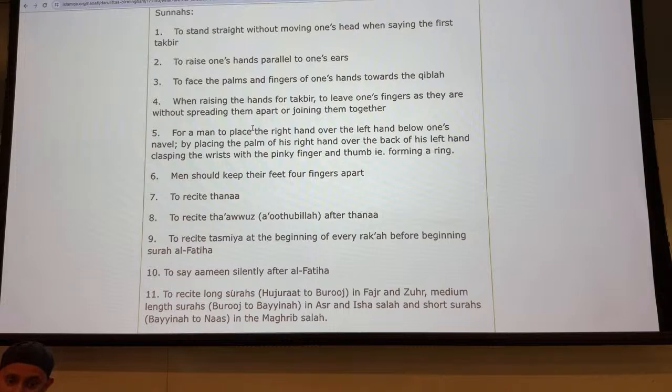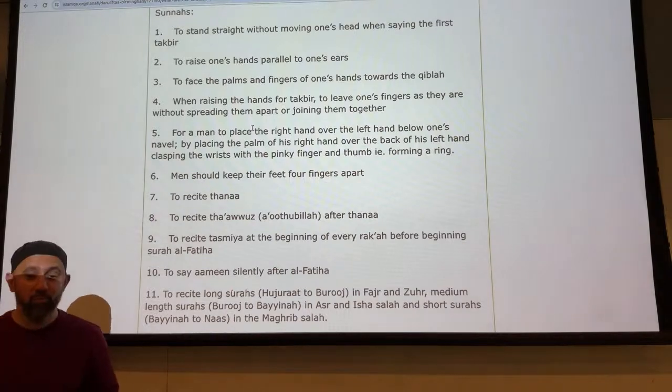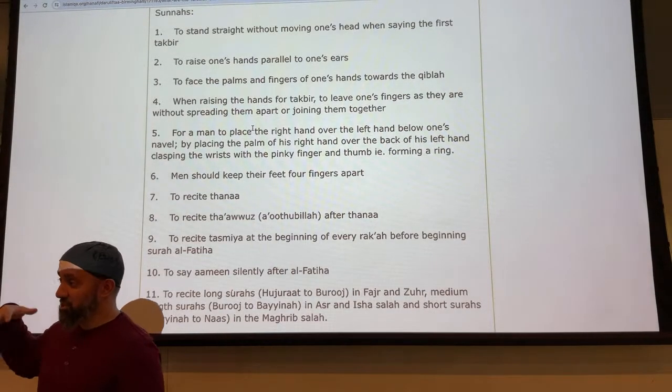So all of the things that we talked about already, this is building upon it now. The way you want to conceptualize it is a skeleton, and on top of the skeleton, the fara'id, the obligatory, we added the flesh, the wajibat, the necessary acts, and now we're adding the recommended acts, what ornaments and beautifies the prayer in and of itself. So the first of the recommended acts is that you're going to stand straight without moving one's head when saying the first takbir. What this is in reference to, if you remember, is the conditions for the prayer.